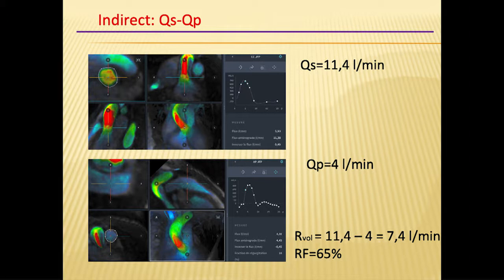And the pulmonary flow provides you 4 liters per minute. So the difference is 6.4, which is very close to the 7.5 of the direct measurement. So, in my experience, you are quite sure it's a correct measurement. So you can derive the regurgitant fraction at 65%.